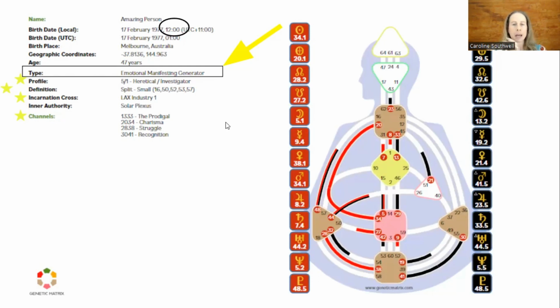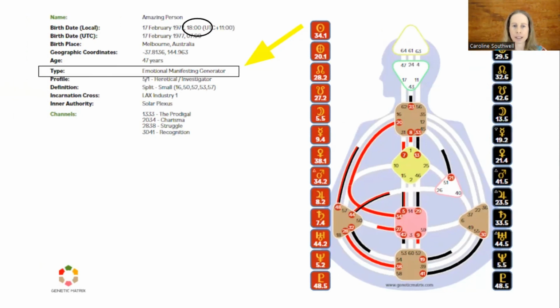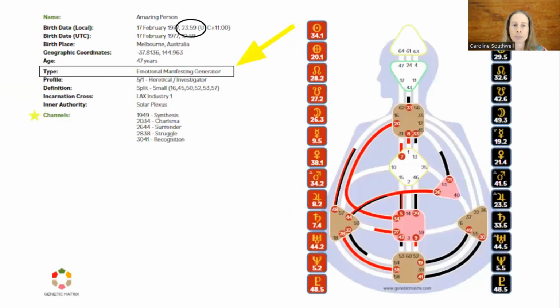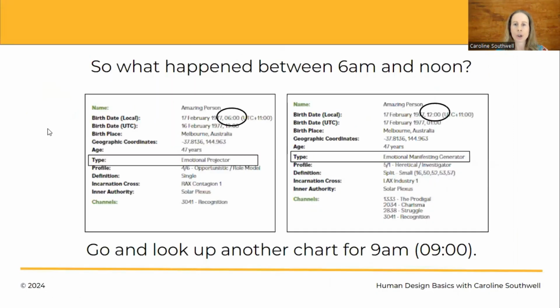So while the major things of type and therefore strategy have changed, there are also more nuanced parts of the chart that have changed as well. So let's keep going through the rest of the calendar day and see what happens to this person's chart. So 6 hours later, still an emotional manifesting generator. And the last minute of the day, still an emotional manifesting generator, but their channels have changed. So the major change happened between 6 a.m. and noon on this calendar day.